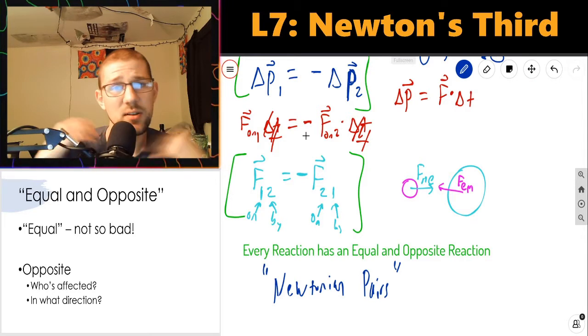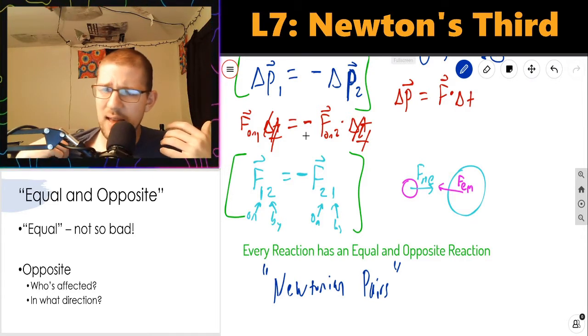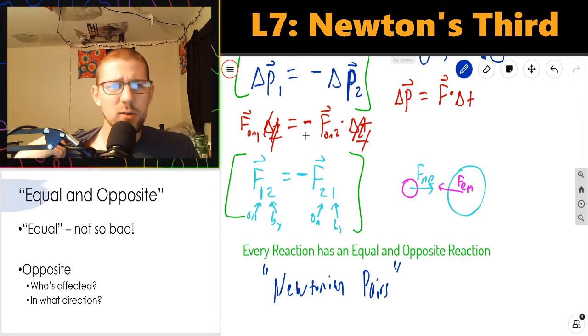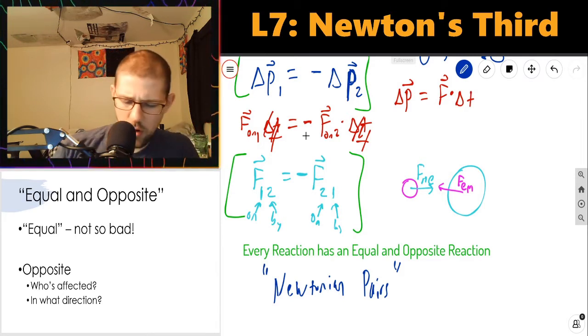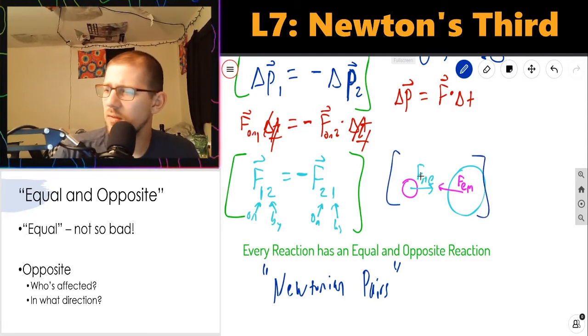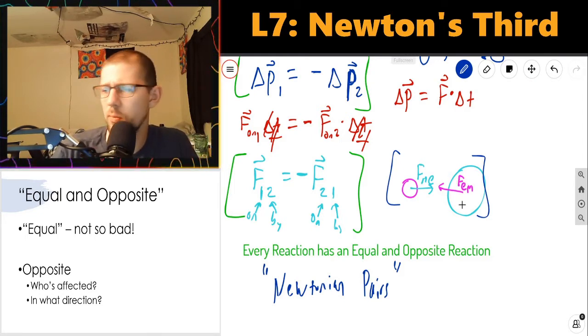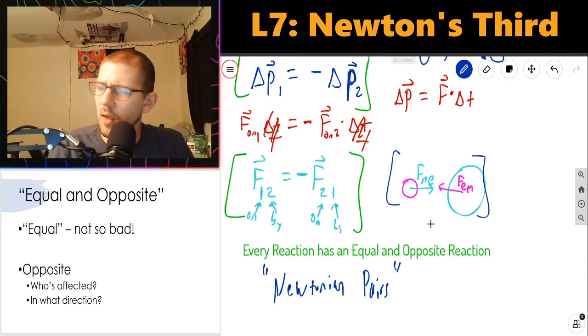Opposite means two things. The first thing that I think is useful to think about opposite is that these two vectors are in opposite directions. So literally in my little chart over here, you can see that the force that the moon is experiencing due to the interaction with the Earth points in the direct opposite direction as the force experienced by the Earth from the moon. So they literally do point like 180 from one another.